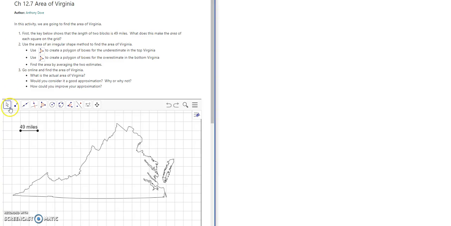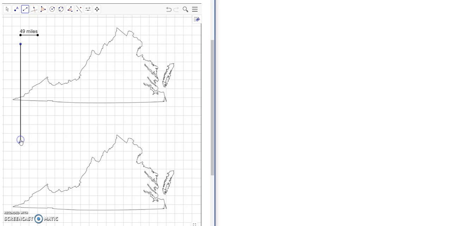So here we're going to use the idea of the irregular shapes to help us find the area of Virginia. But the important thing to start with is recognizing what is the area of each of the squares on the grid. Now the key tells me that across two squares is a length of 49 miles. That means if I'm going to create a segment here that is just one length across one square, that would then have to be 24.5 miles, because that's half the length across there.